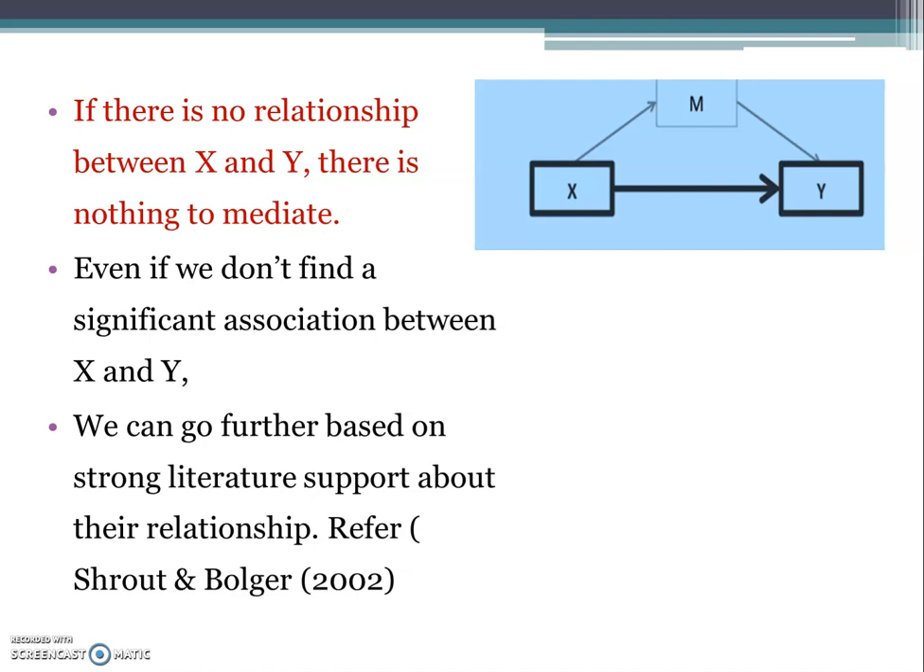So now we see how it is done. First they will do X on Y. When they are testing X on Y, some kind of relationship must be there. Even if no relationship exists between X and Y, they will move on to the next step, but based on strong literature support. Example, occupational stress doesn't have any impact on job performance, that is what our result shows. But what the literature says is that occupational stress has strong influence on job performance. So we have strong literature support, and based on that support, we can move on to the next step.